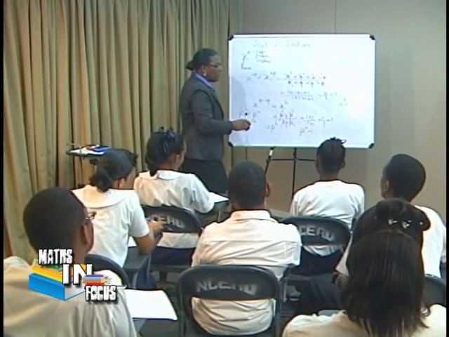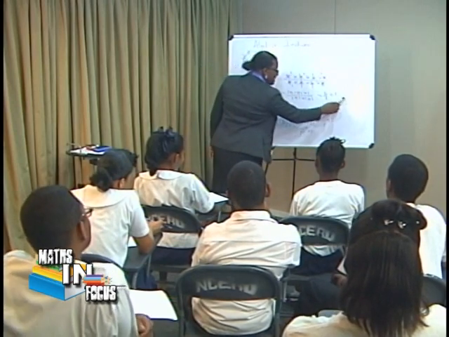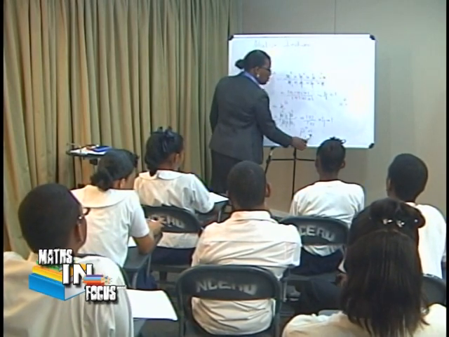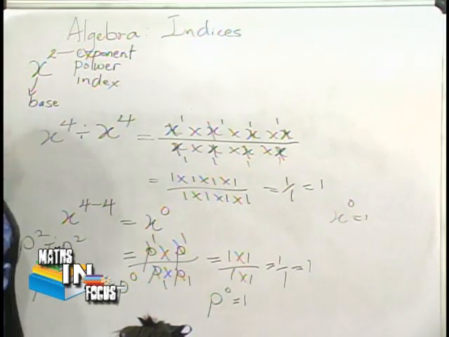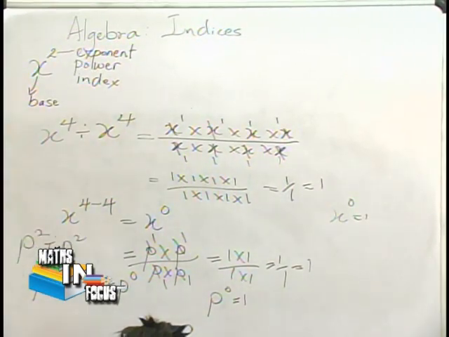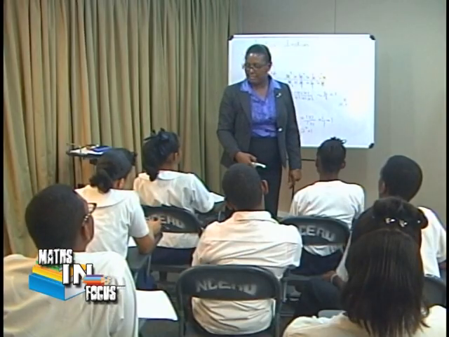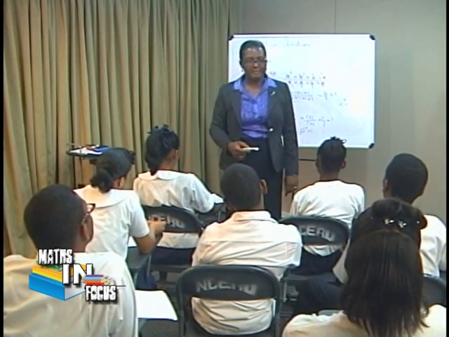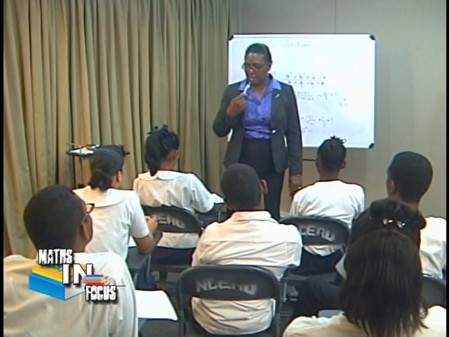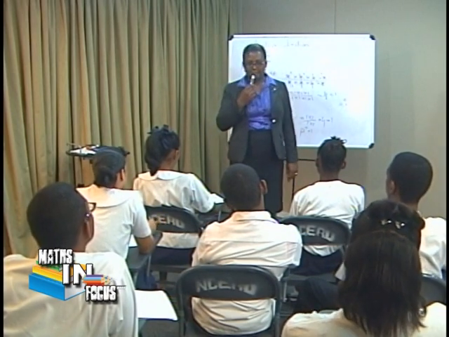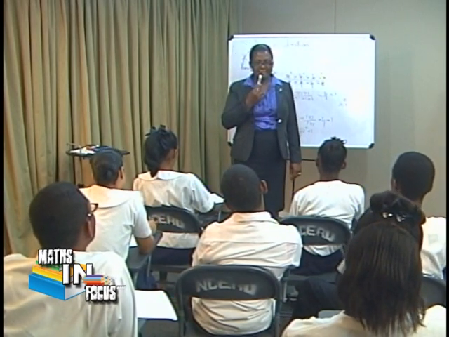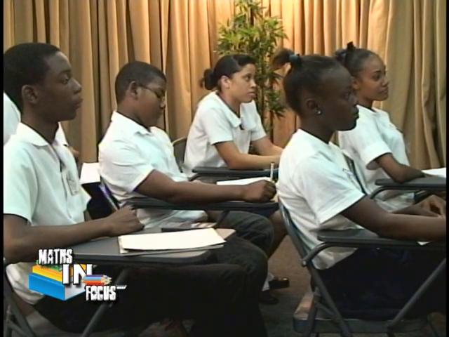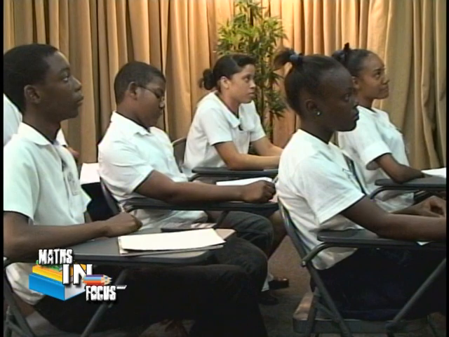So, because we can write this, we can write p to the 0 is 1, x to the 0 is 1, y to the 0 is 1, b to the 0 is 1. We can come to a general statement now. And who would like to tell me what a general statement is? Anything raised to the 0 power is 1. Anything, anything, anything? What about 0?